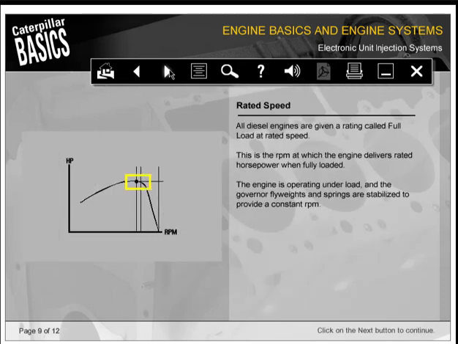All diesel engines are given a rating called full load at rated speed. This is the RPM at which the engine delivers rated horsepower when fully loaded. The engine is operating under load, and the governor flyweights and springs are stabilized to provide a constant RPM.